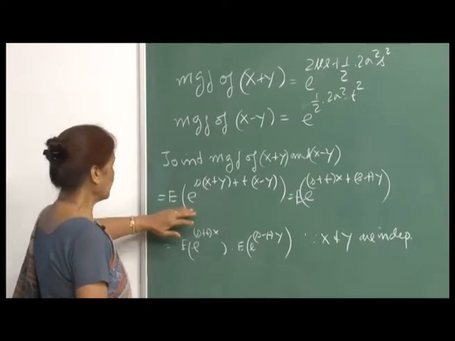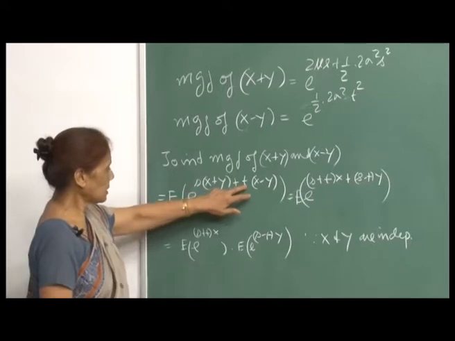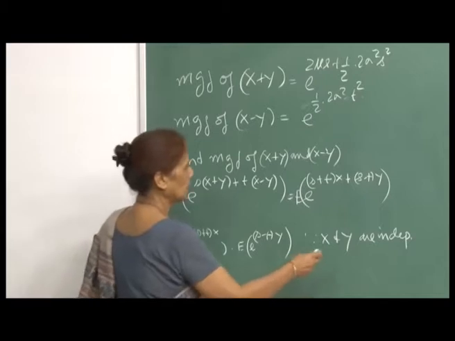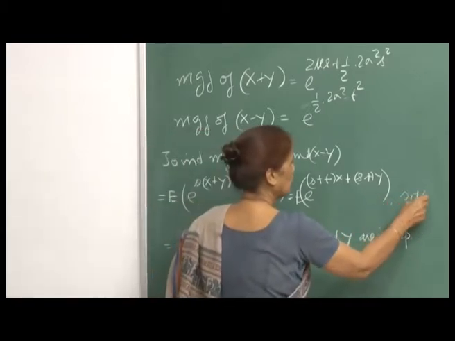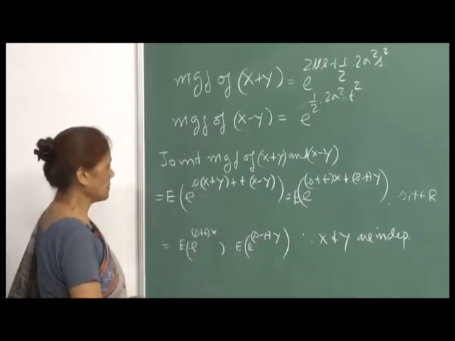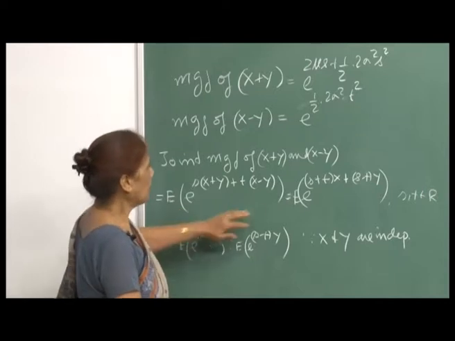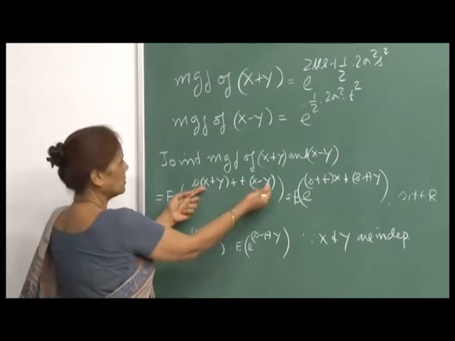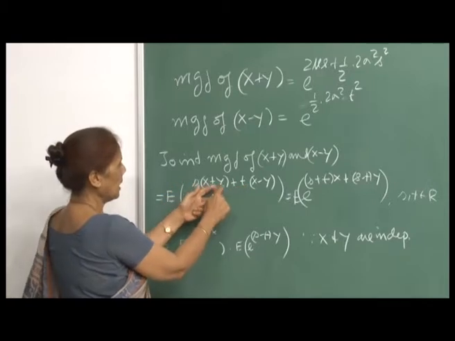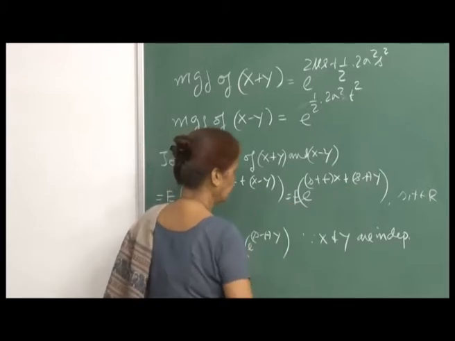So, this will be the expectation of e raised to s times (x plus y) plus t times (x minus y), for s and t real numbers, s and t belonging to R. So, why am I rewriting this? Now I collect the x terms and the y terms. So, s plus t is the coefficient of x and s minus t is the coefficient of y. So, this is what you have.